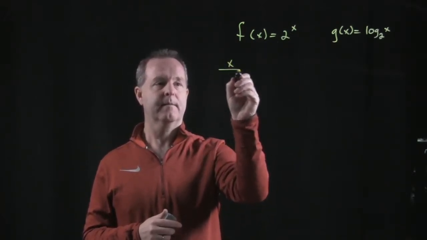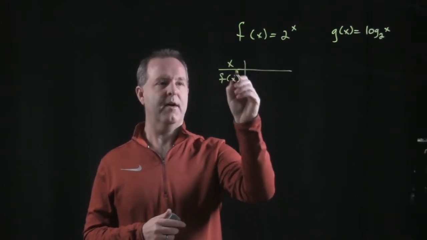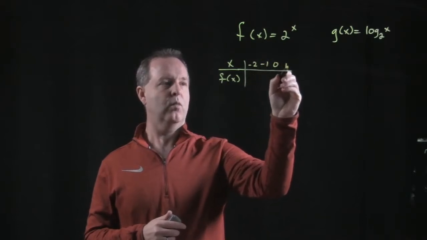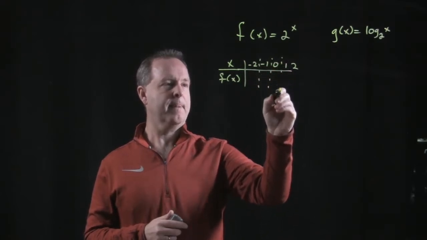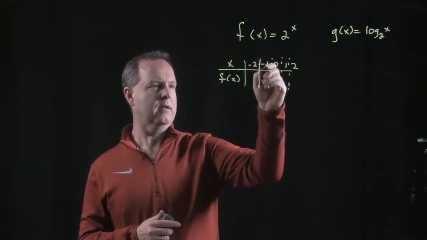So x and f of x. Let's try some values. Let's try -2, -1, 0, 1, and 2. I think those are some good values here. Let's try the table.